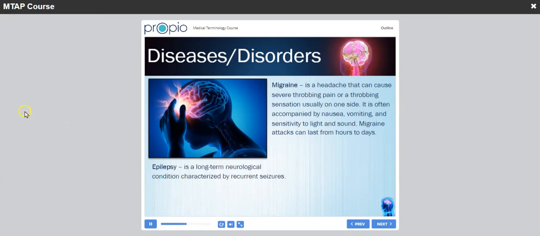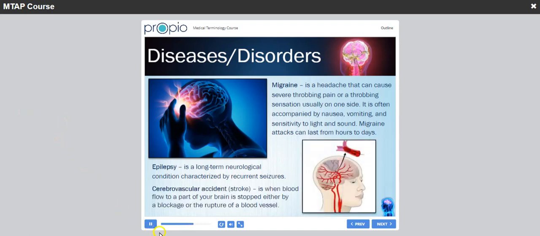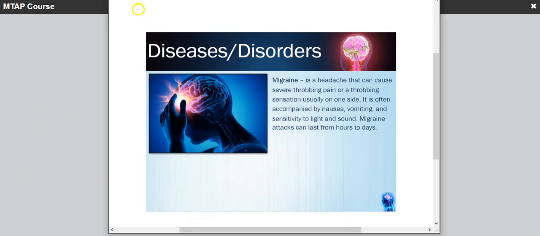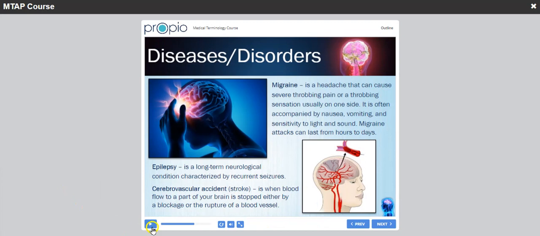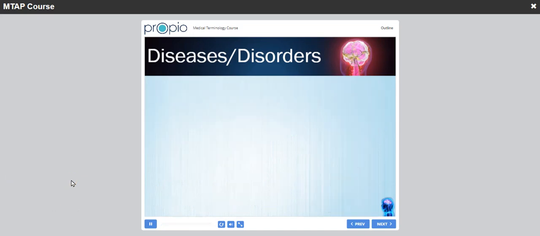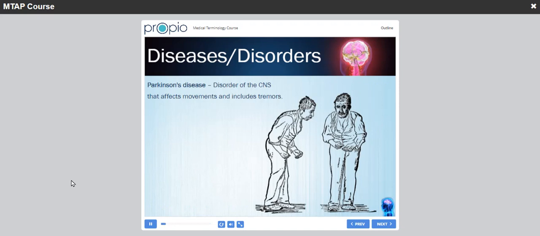It's when blood flow to a part of your brain is stopped, either by a blockage or the rupture of a blood vessel. Parkinson's disease. It's a disorder of the central nervous system that affects movements and includes tremors. Dementia is a long-term disorder of mental process caused by brain disease or injury. Cerebral palsy. It's a group of disorders that affect a person's ability to move and maintain balance and posture.